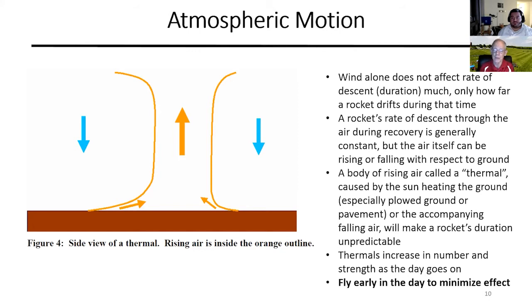So if there are thermals, you're almost wasting your time trying to do a qualification flight, because thermals are of unpredictable duration and strength and location. And so if they're going on, you've lost control of your duration. Your altitude won't be affected, but your duration will be very much affected. So you have to be aware that they exist.